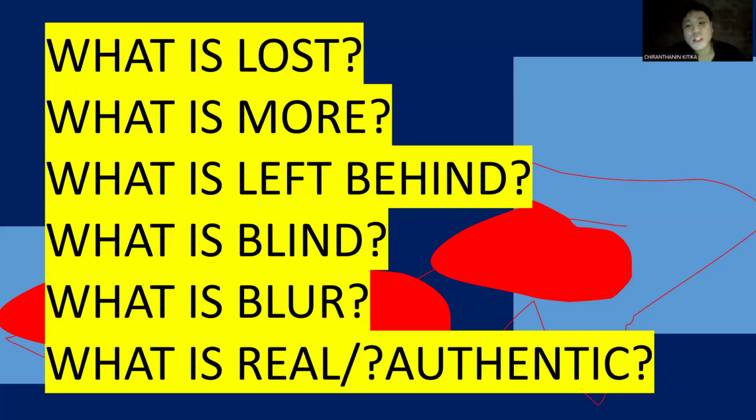So question everything, guys. Question the way that you're walking. What is something lost? What is something that represents? What is something that can improve your everyday life, creating a better life for you? So question things once you walk into the hallway, once you experience anything. What is lost? What is left behind? What is blinded that you can never say? What is blurred? What is real? Or what is an authentic thing that no longer exists?